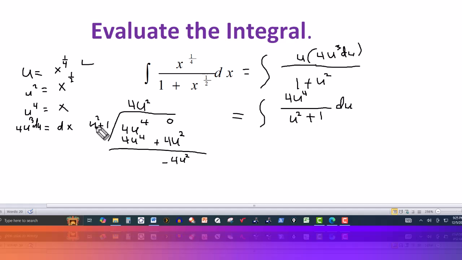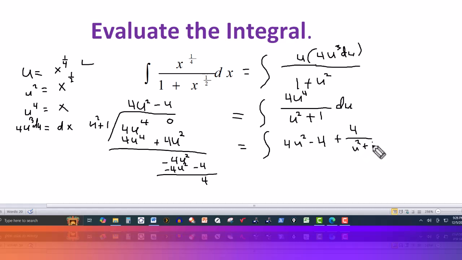And then when we continue with the division, u squared into this will give me a minus 4 here. And multiply times the divisor, minus 4u squared here, and minus 4 times 1 is minus 4. And then we subtract, this cancels out. And then again, this would be a 0 here, subtract the minus 4, this will be a 4. You get that. So now I can replace this integrand by the quotient, which is 4u squared minus 4, plus 4 over the divisor, that'll give me a 4 over u squared plus 1.